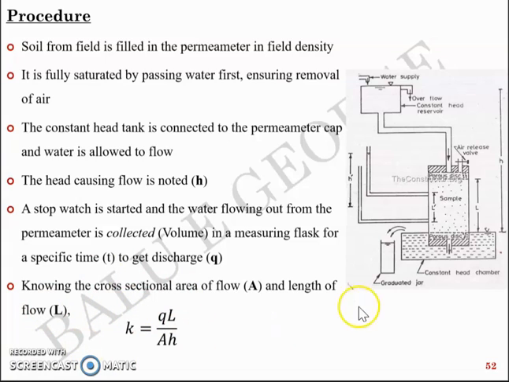Now this particular test is suitable just for soil which has relatively high permeability, or else the volume of water collected in a particular time will be very low for you to measure. So that is where you resort to the falling head test. The falling head test, the one that we are about to discuss now, is suitable for relatively low permeable soil.